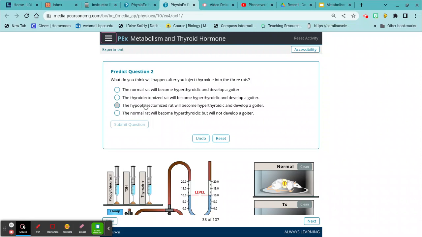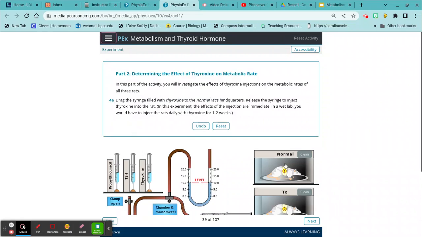The hypophysectomized rat will become hyperthyroid and develop a goiter. Probably not again, because those would be increasing thyroid anyway. The normal rat will become hypothyroid but not develop a goiter. I'm going to guess this one right here. I'm going to submit my answer. Okay, so let's do our next series of reactions.